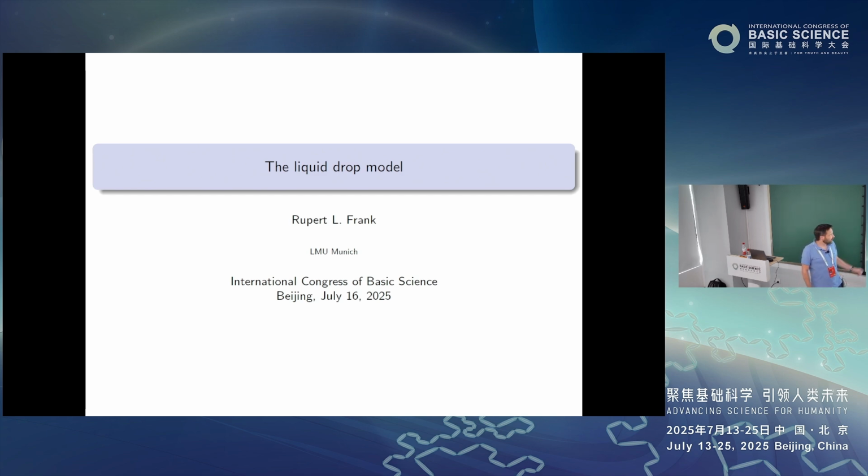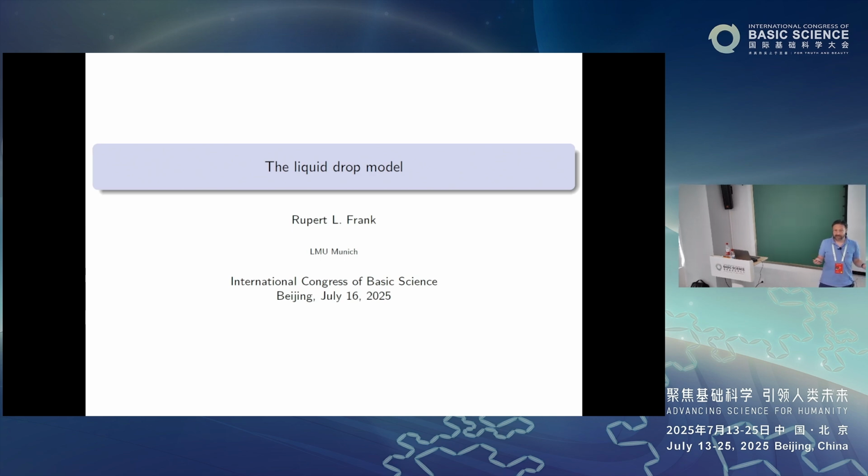Okay. So I'm trying to give an overview of this liquid drop model, which has been around in the physics literature for some 100 years or so, but only in the last 10 years have mathematicians started to look at it. I'm trying to pick two topics that I think are reasonably easy to present and where there are also open questions that I would like to present to you.